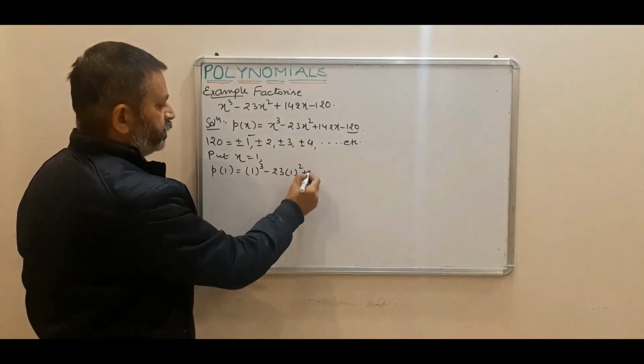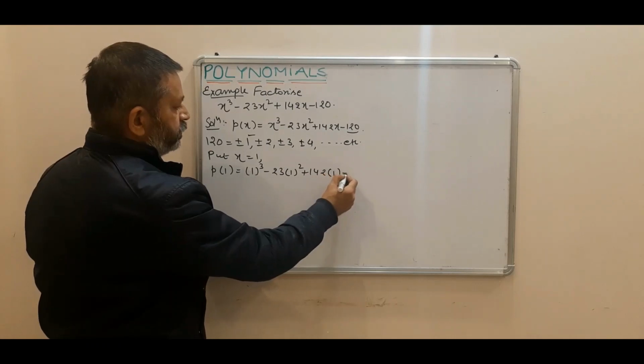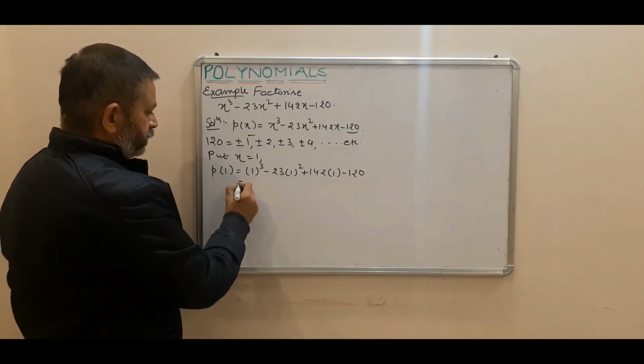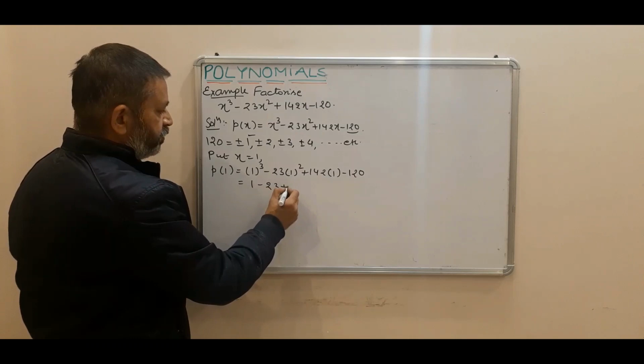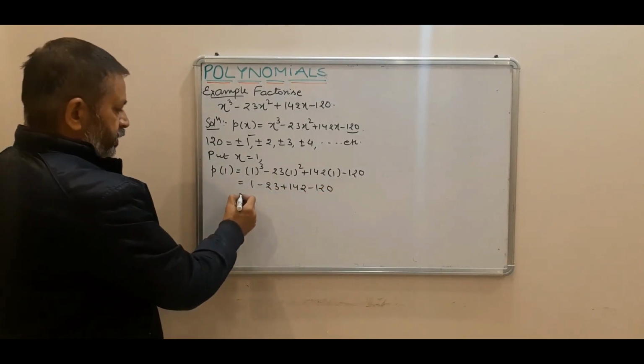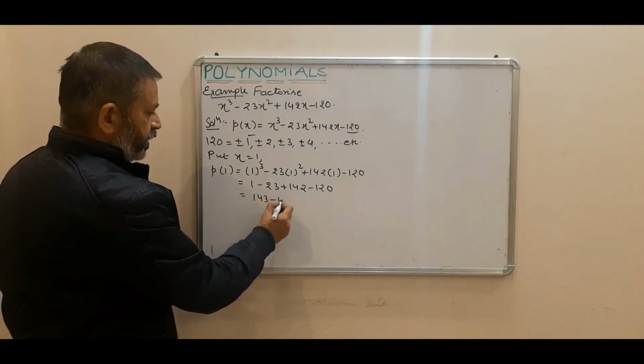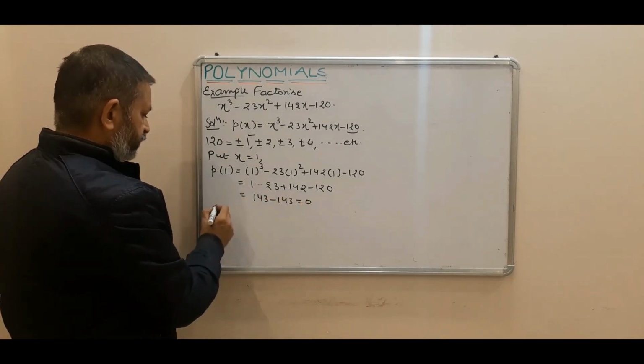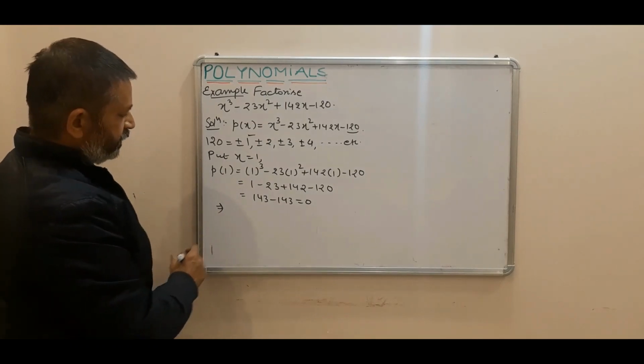We can check one by one with all the factors. So I'm starting with 1. First I'm putting x equals 1, so we'll find P(1). Let us check whether we are getting 0 or not. It is 1 minus 23 plus 142 minus 120. So it is coming as 0. Right, so we are the lucky ones that we are getting 0 in the very first step.